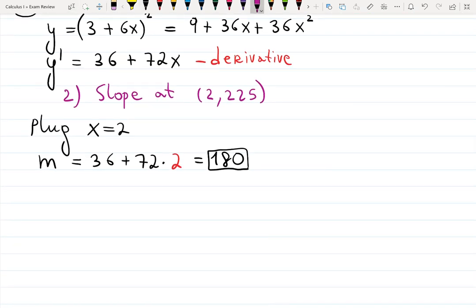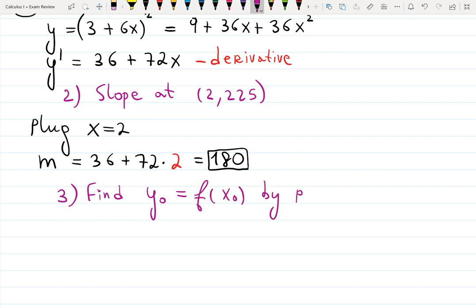Step 3. Find the output y sub 0 or y naught or f at x sub 0 by plugging in x sub naught into the original function.